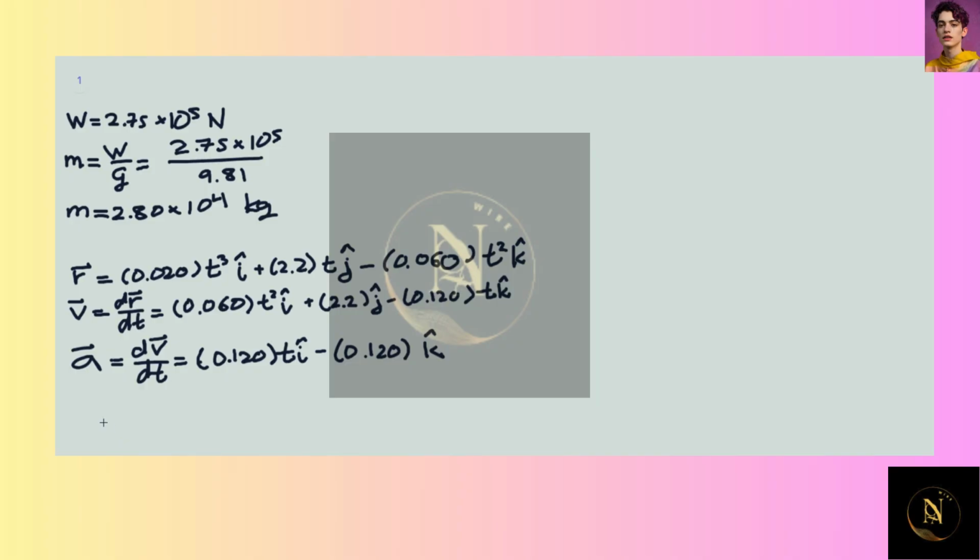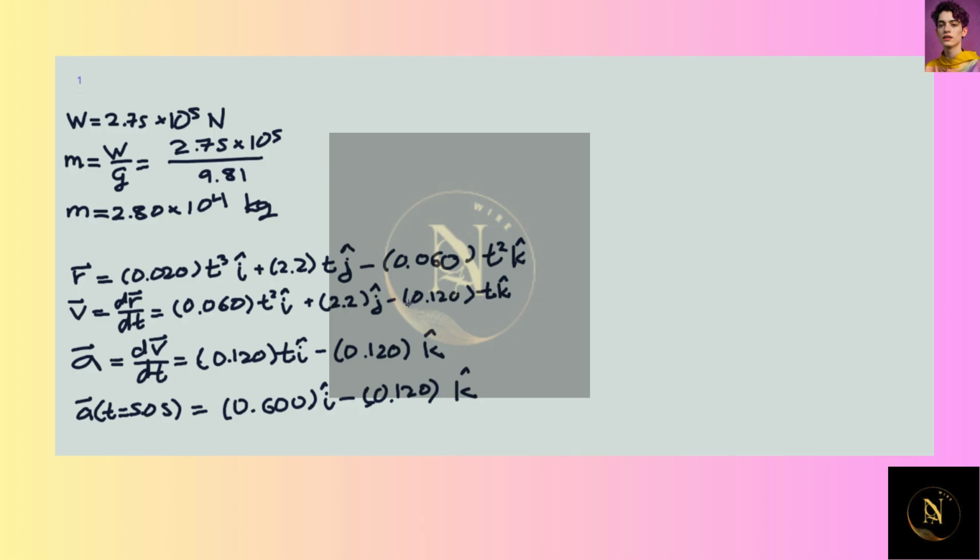And now we specifically want to find the acceleration when t is equal to 5 seconds. So we plug in a specific value for t and get 0.600 in the i hat direction, and then this stays the same in the k direction.